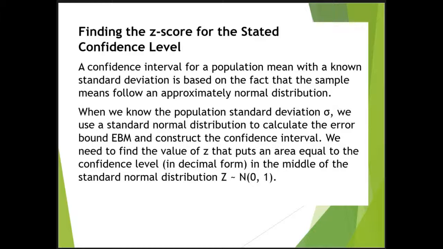So we have to find the value of z that puts an area equal to the confidence level in decimal form in the middle of the standard normal distribution, where z is a normal distribution 0, 1. So let's just take a look.